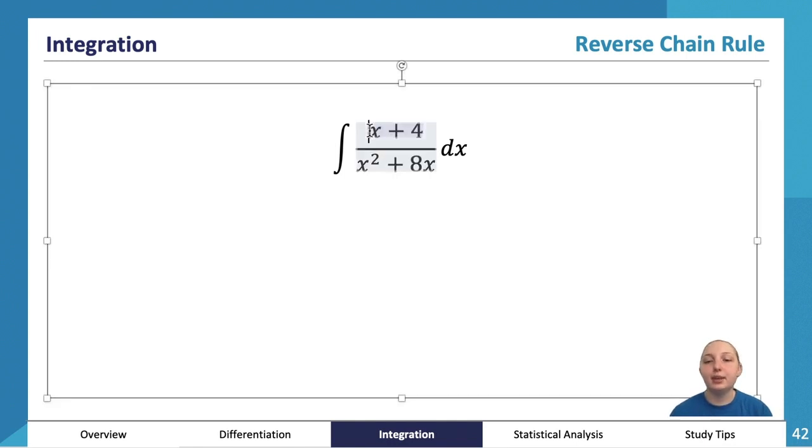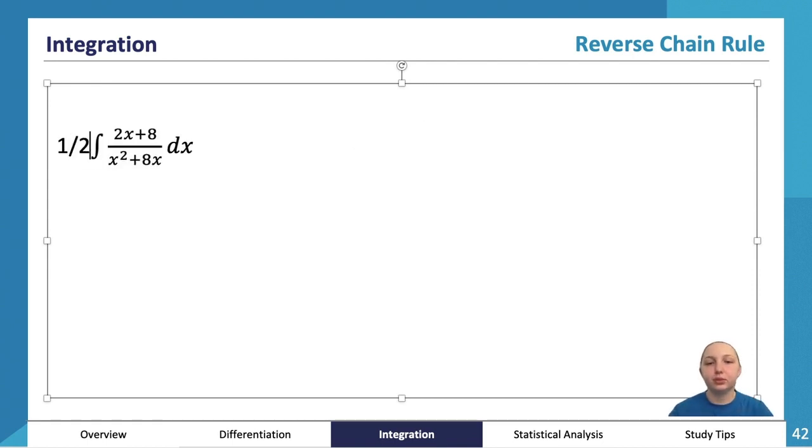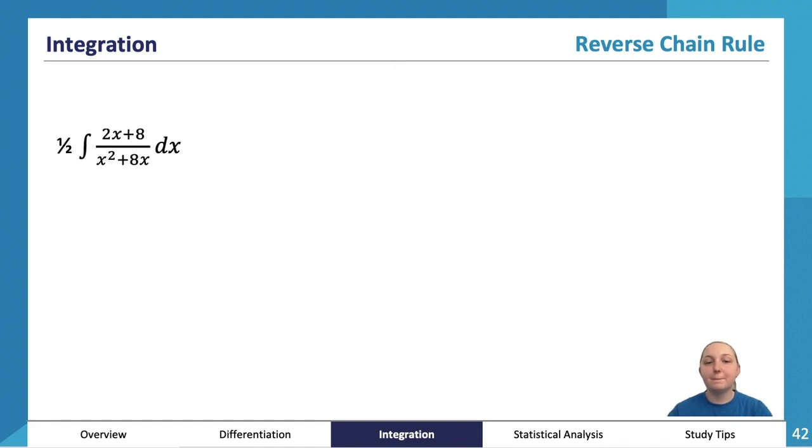Okay, so if we make this on top 2x plus 8, we have just changed this function. Just like anything, as long as we make things equal, then we can change it how we want. So on the outside of our function we multiply by a half, to account for the fact that we have multiplied the top by 2. Multiplying by a half cancels out what we've already multiplied by 2 on the top.